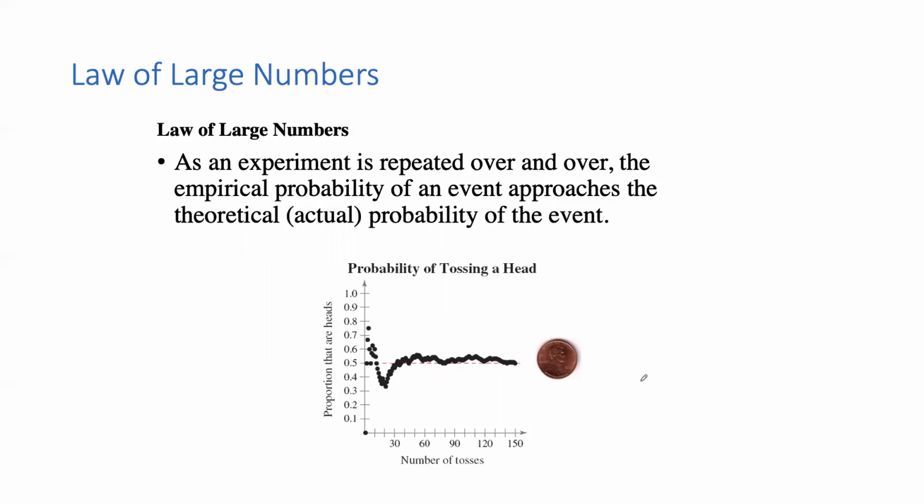But the holy grail in all of statistics is based on the law of large numbers. What the law of large numbers says is that as the number of times I conduct this experiment, as the size of the sample I'm looking at keeps growing larger and larger, the closer and closer the empirical probability will converge to the theoretical or actual probability of the event, right?